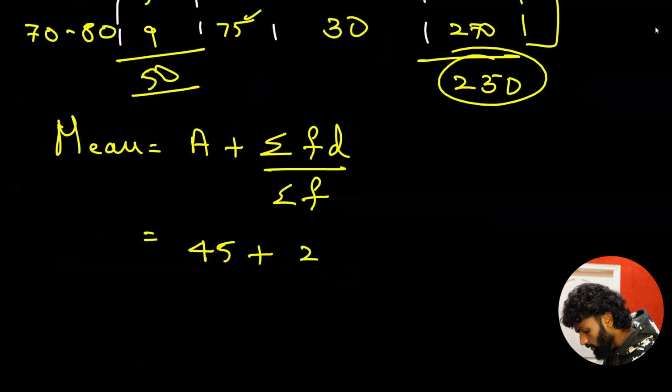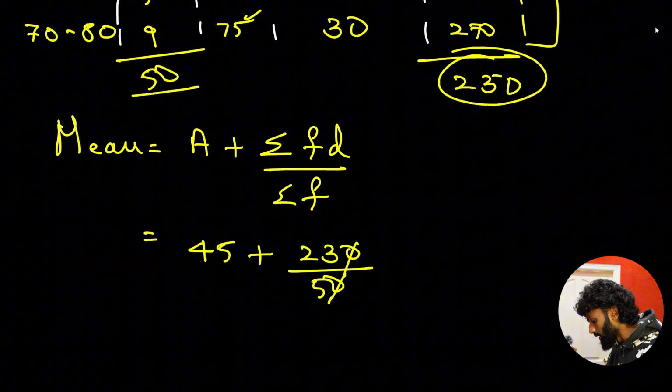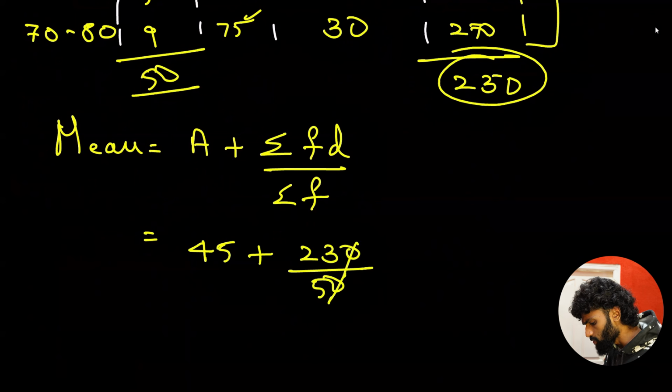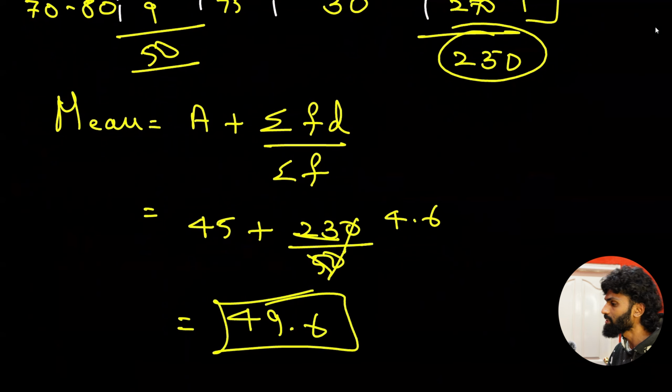Summation fd, meaning 230 was there, divided by 50. Ignore the 45 number completely. Only play around with the 23 by 5 part. Don't you think 23 by 5 is also easier to solve compared to the direct method? So this answer is 4.6. If you add 45 plus 4.6, you're getting the same answer as the direct method, which is nothing but 49.6.